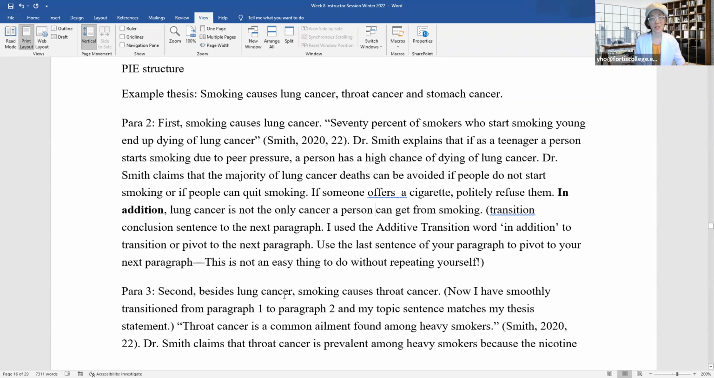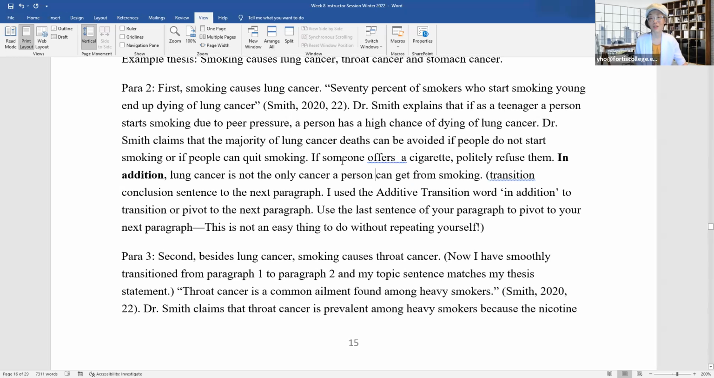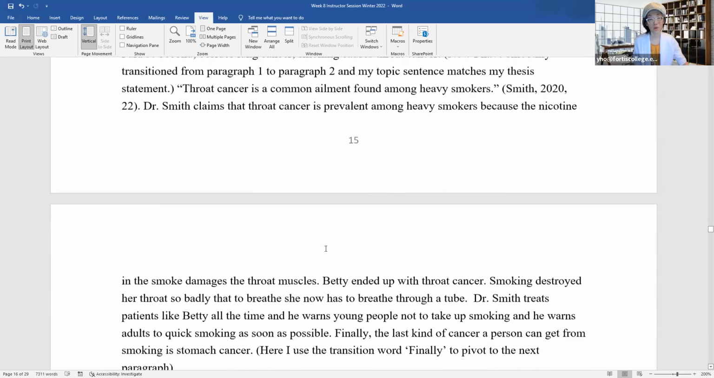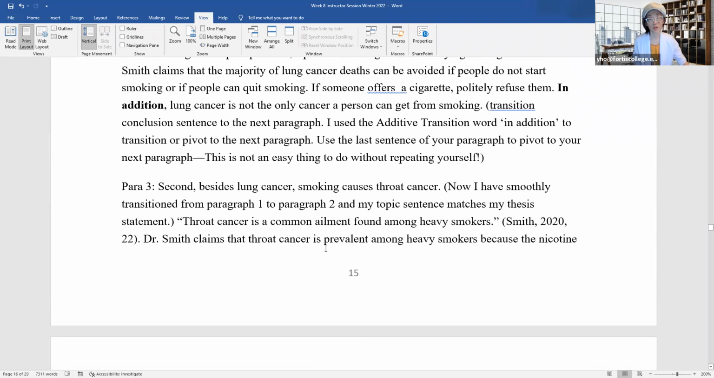Second, besides lung cancer, smoking causes throat cancer. And so try not to repeat yourself. You just have to restate. Basically, the last sentence of the previous paragraph, you're just restating the topic sentence of the next paragraph, if that makes sense. So that makes for easy transition and flow. That's how you would write your transition to the next paragraph.